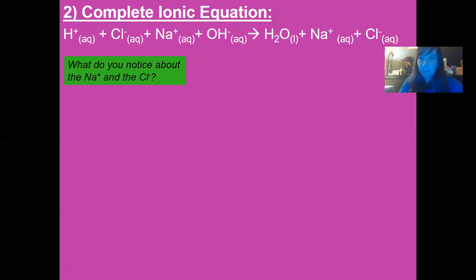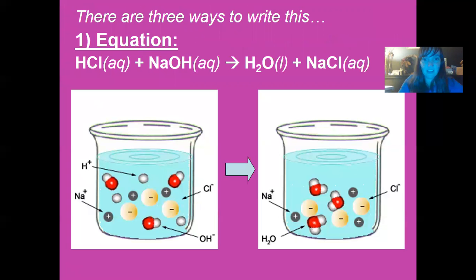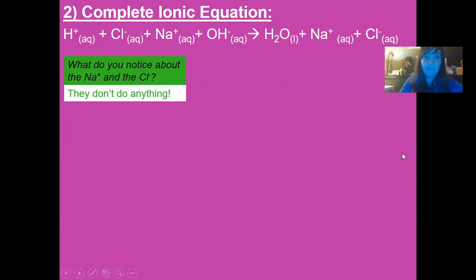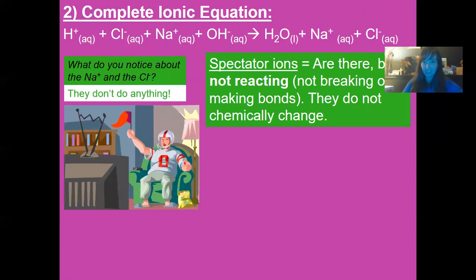So what do you notice about the Na and the Cl, the sodium and the chloride? You notice they don't do anything? They don't change. They were ions floating around in water before, and they're still ions floating around in water afterwards. There's a name for that, and that's called a spectator ion. They're just sitting on the couch. They're there, but they're not reacting. They're not breaking or making bonds, so that means they're not chemically changing.